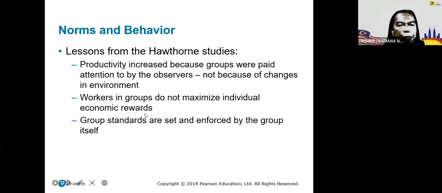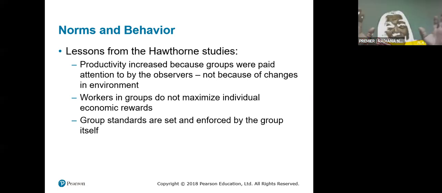Norm and behavior, a lesson from the Hawthorne study. A famous theory in management. Productivity increased because the group was paid attention to by the observers, not because of the change in environment. The Hawthorne theory is about the performance of the workers in a room controlled by the lighting. If you put in more lighting, they will perform. If you reduce lighting, they will not perform. The performance is reduced. That is the Hawthorne theory: the best environment, a conducive environment. Okay.